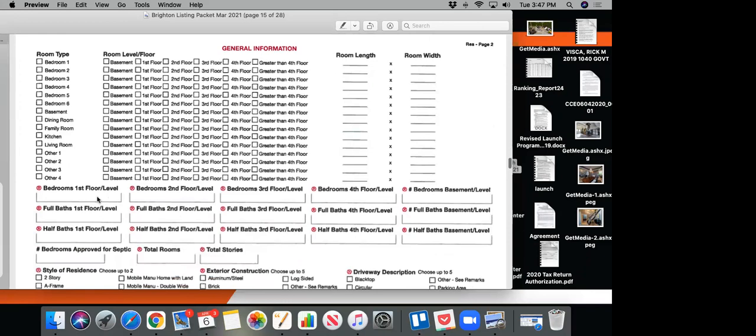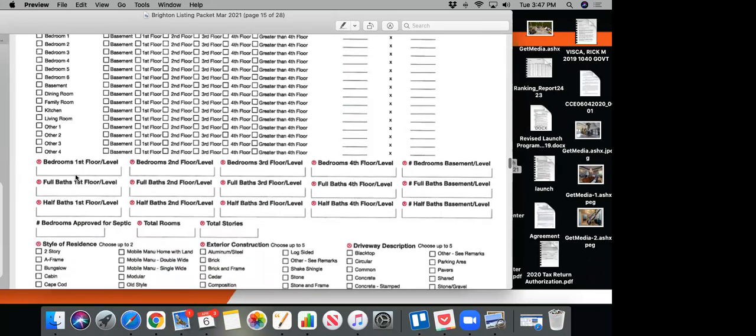Here, you want to put, are there any first floor bedrooms? In order to be a legal bedroom, it has to have a closet. So if there's no closet in the room, it's not a bedroom. So bedrooms on the first floor, second floor, third floor, bedrooms on the fourth floor, or any bedrooms in the basement, okay?